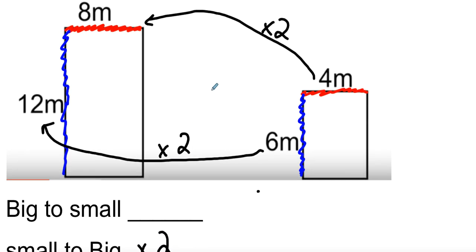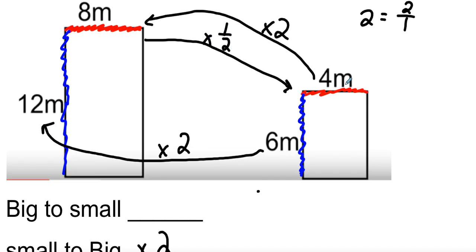Now if I want to go backwards and go from big to small, all I have to do is use the reciprocal of 2. Now, as you know, 2 is equivalent to 2 over 1, and if I want to save myself a little bit of time, what I can do is just take the reciprocal of 2 over 1 and just say 8 times 1/2 is going to give me 4. Same thing with 12. 12 times 1/2 is going to give me 6. So I know my scale factor from big to small is 1/2.